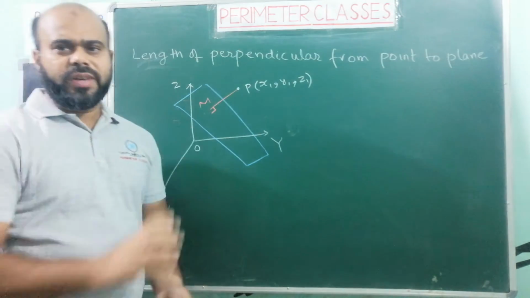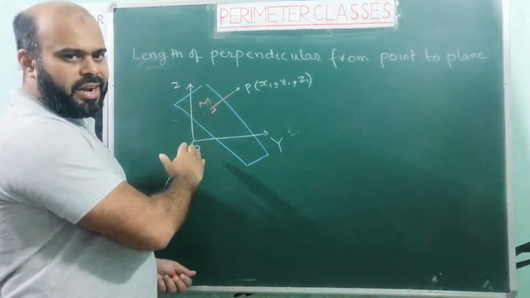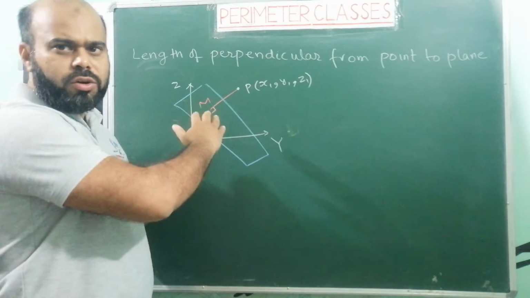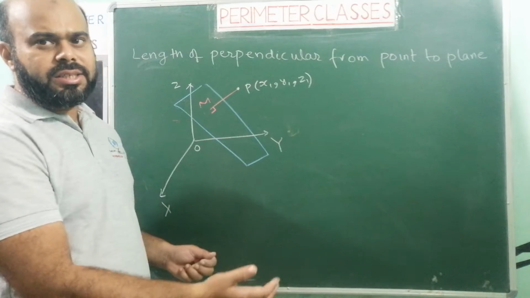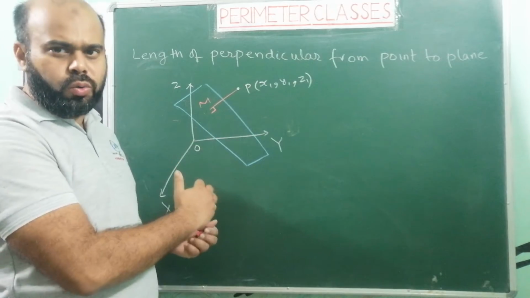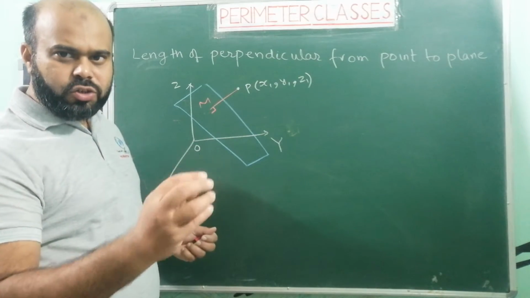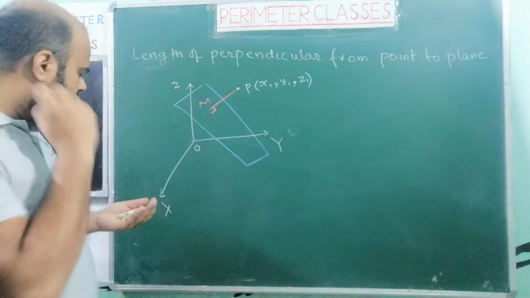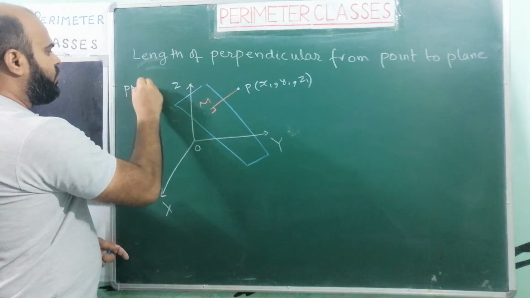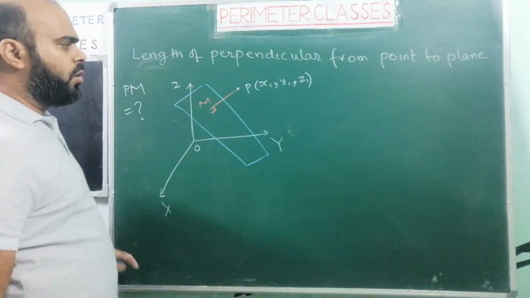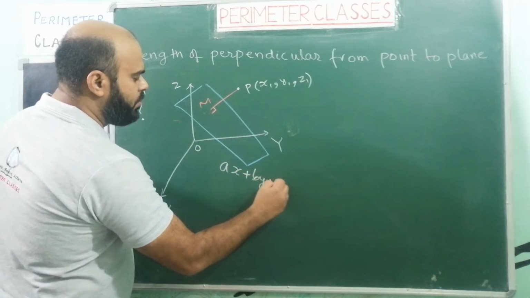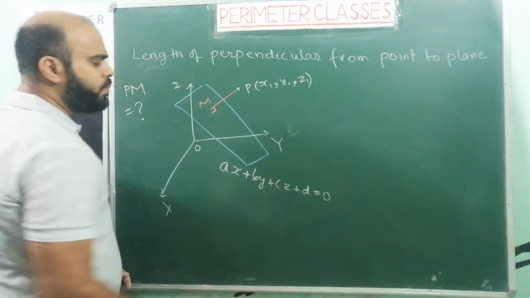Now in this figure I have taken the origin on this side and the point on the other side of the plane, and I will prove according to this figure. But in another case we can take the point and origin both on the same side of the plane also. In short we will see that case also in the end. In this particular case we have to find PM, the length of the perpendicular from the point P on the plane, and the plane is given as ax plus by plus cz plus d equal to 0.